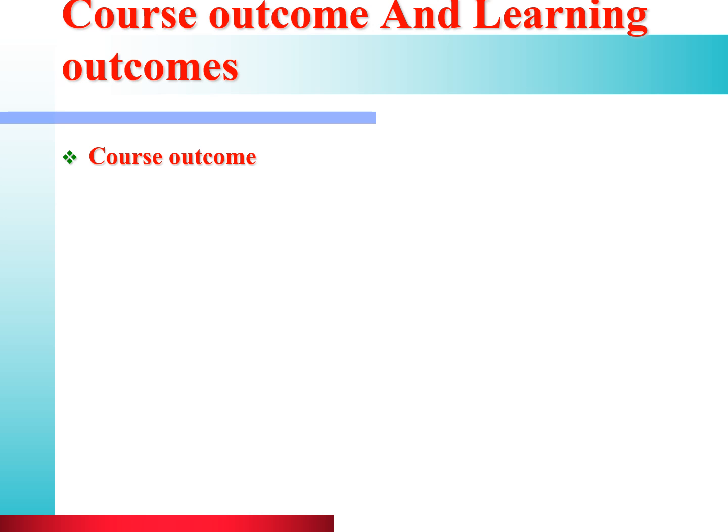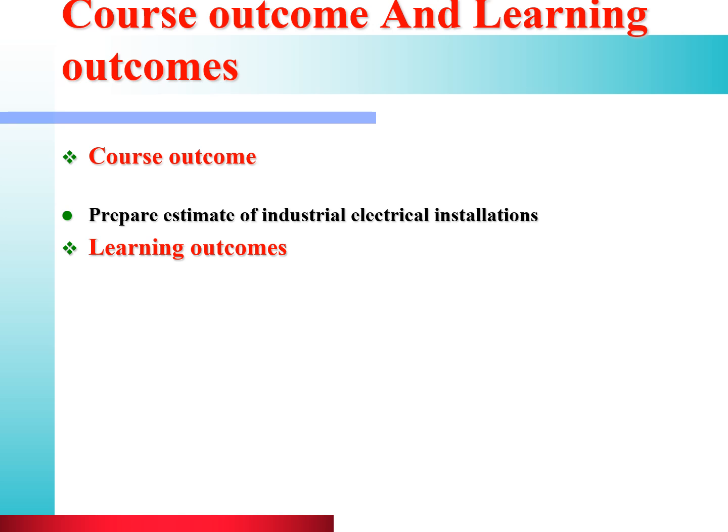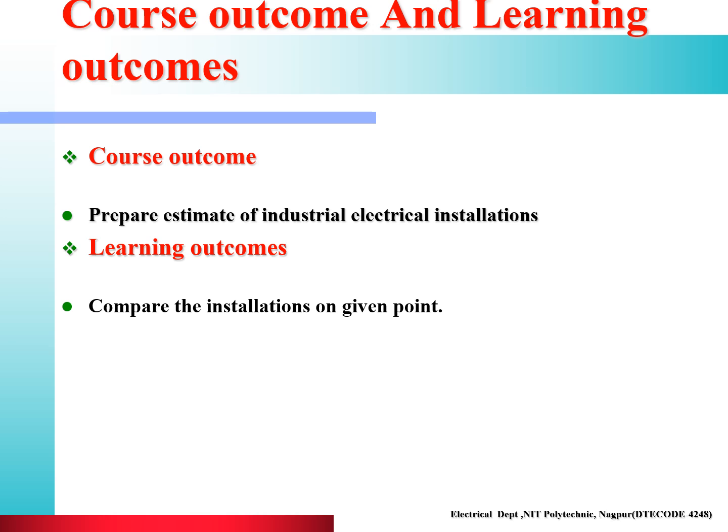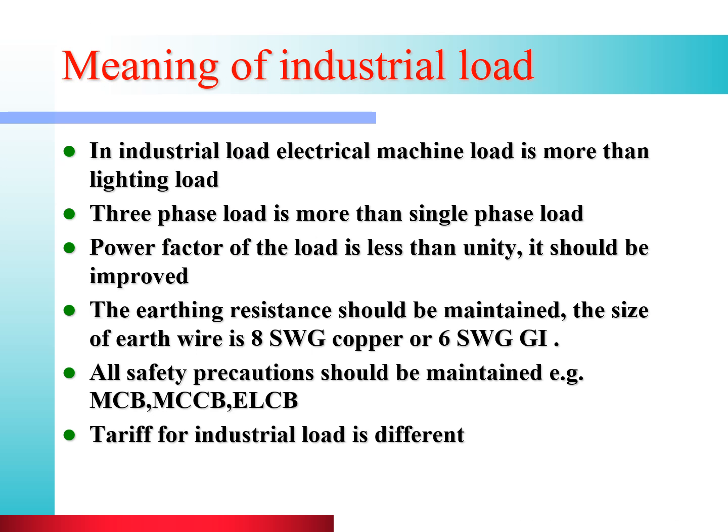Course outcome and learning outcome. Course outcome: prepare estimate of industrial electrical installations. Learning outcome: compare the installation on the given point. We will see the meaning of industrial load.